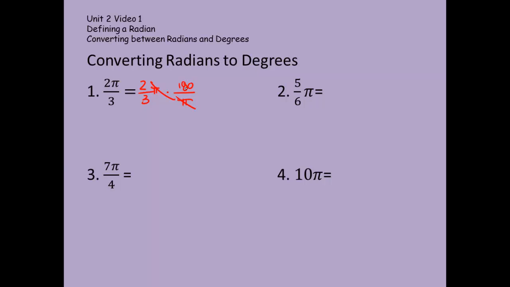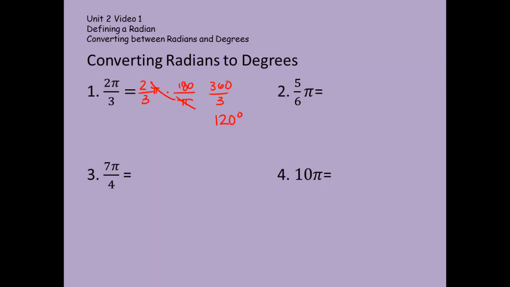So the best way I see to do this one might be to either multiply 2 times 180, because that's pretty simple to do in our heads, and then divide by 3, or I might take 180 and divide it by 3 first. You will be doing these without a calculator, so you're going to have to find a strategy that helps you do this without using the calculator. So if I take 360 and I divide it by 3, I know that this is 120 degrees.